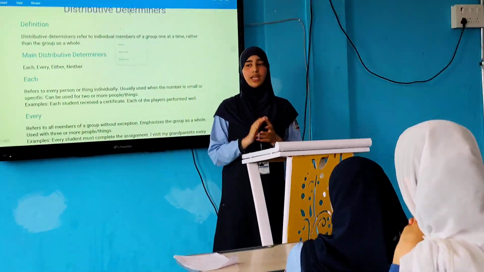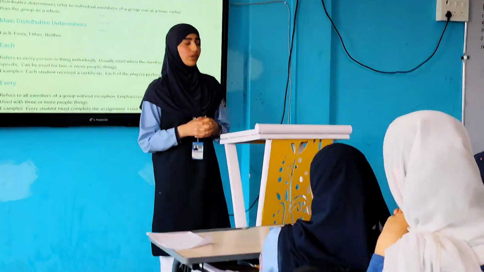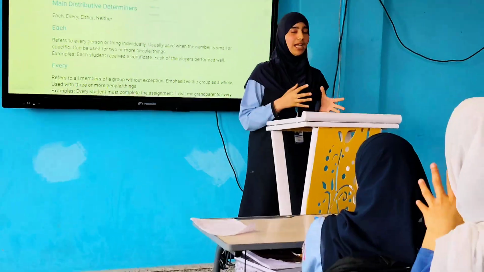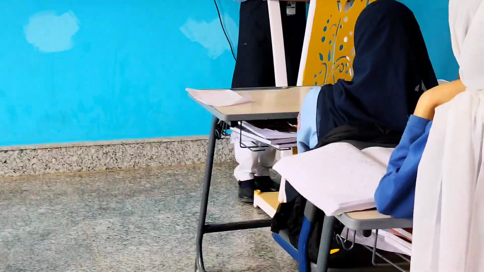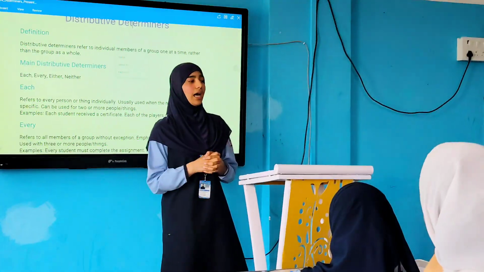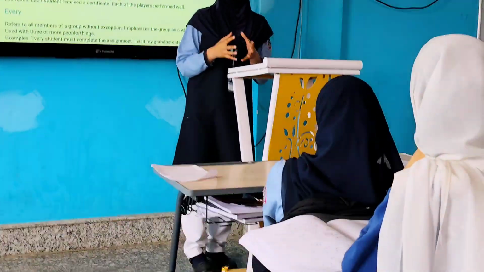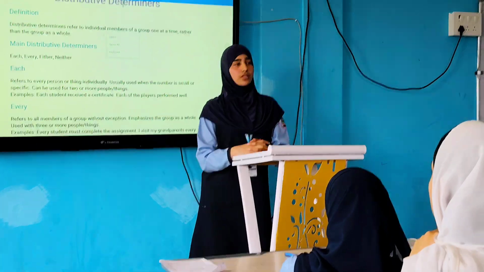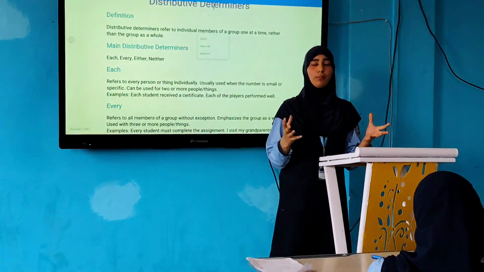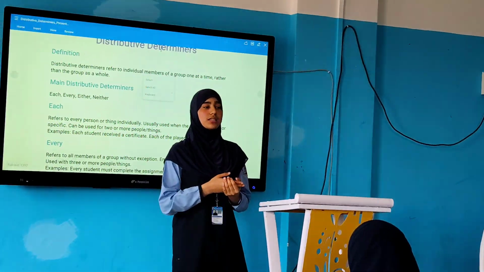Then we have another distributive, which is every. Every and each are somewhat similar, so we might get confused when using them in our sentences as determiners. Talking about every, it is used with three or more people or things. It refers to all members of the group, but it considers them one by one.